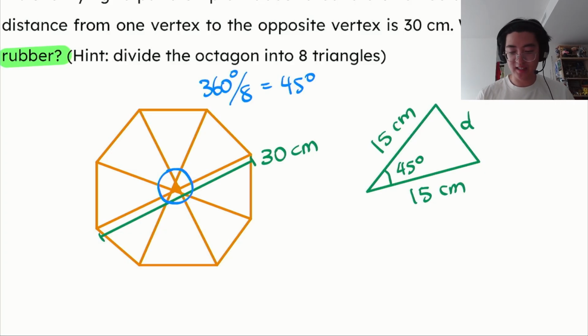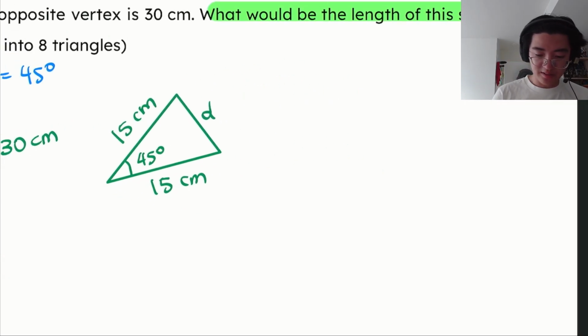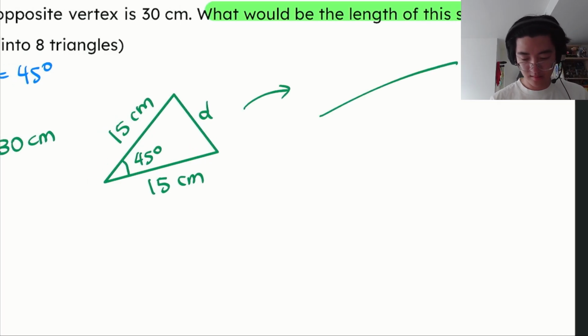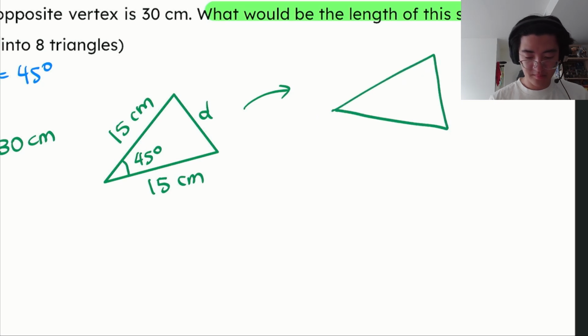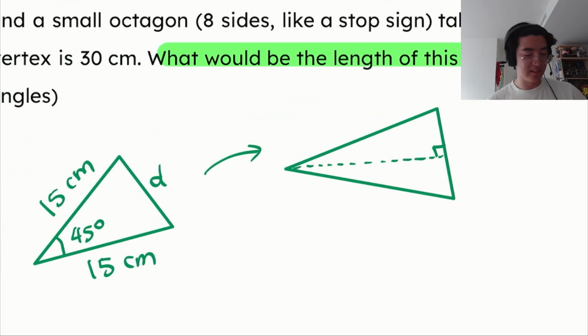How are we supposed to find the distance here? We do not have any right angles that we can use trig ratios on. So what we can do is split this triangle further, because we can't really do anything without right angles. If we split this triangle down the middle, voila, we just created a right angle.